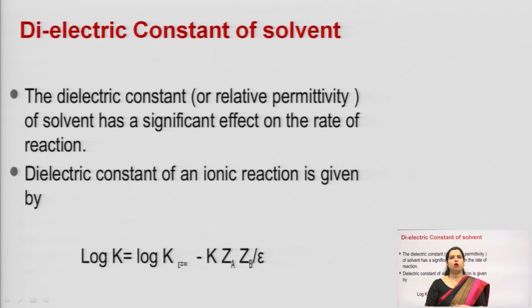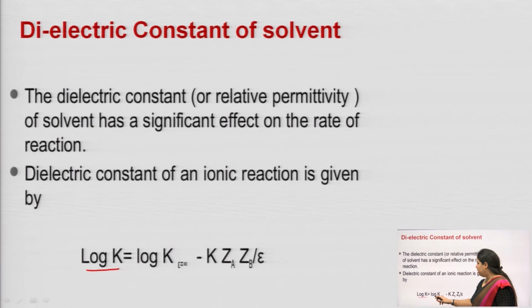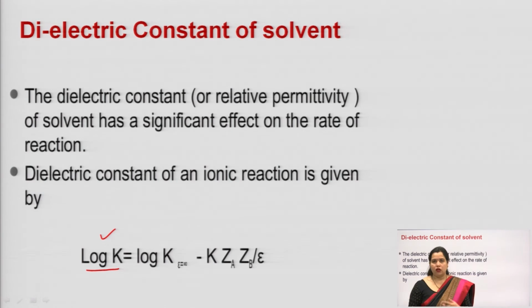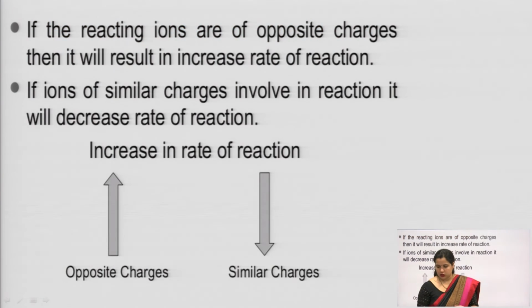So, the dielectric constant, or relative permittivity, we can say, of the solvent has a significant effect on the rate of reaction. The dielectric constant effect for an ionic reaction is given by this formula: log K equals log K infinity minus K Z A Z B divided by epsilon. So, this equation represents the relationship between the dielectric constant and the rate of reaction.